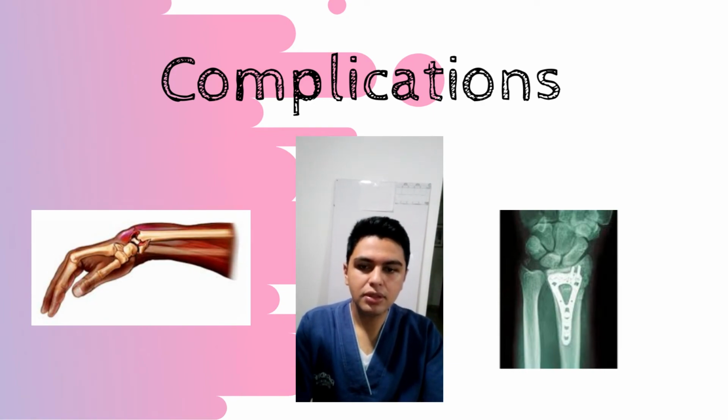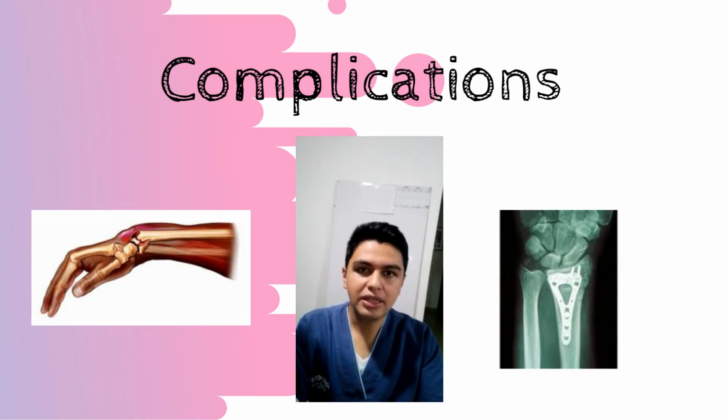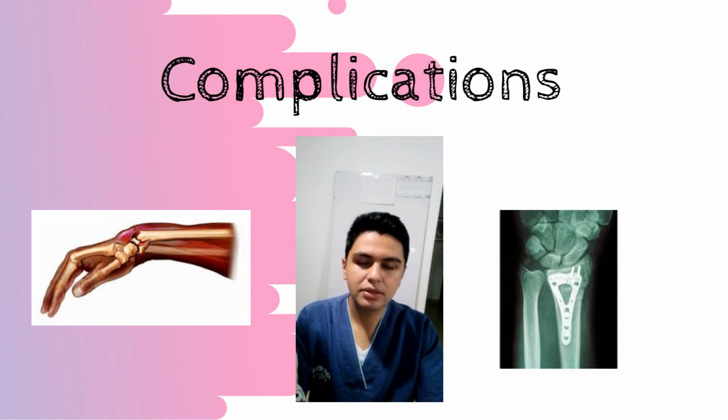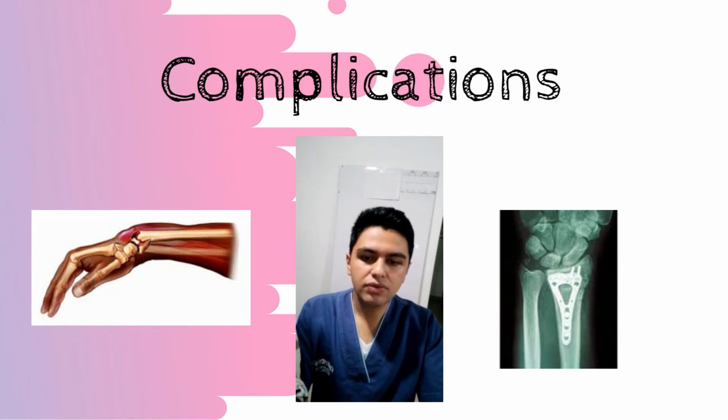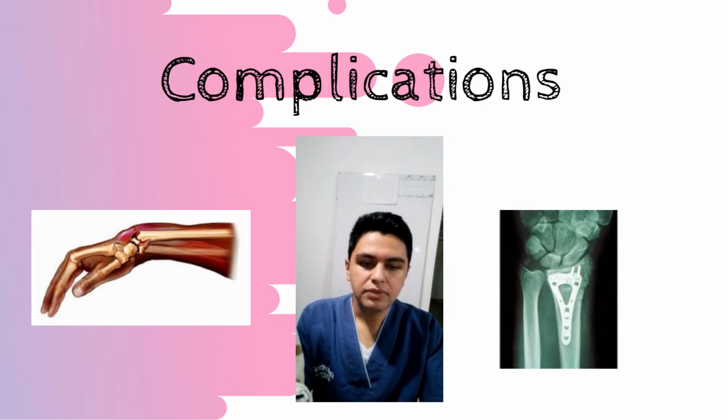Good afternoon. The complications that may occur in a distal radius fracture are lesion of the radial nerve, bruising, bad consolidation, pseudarthrosis, and graft rejection.